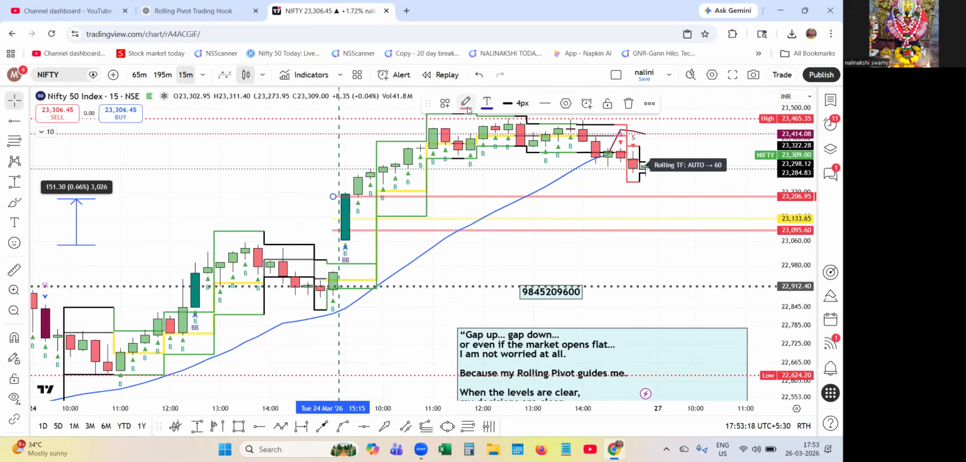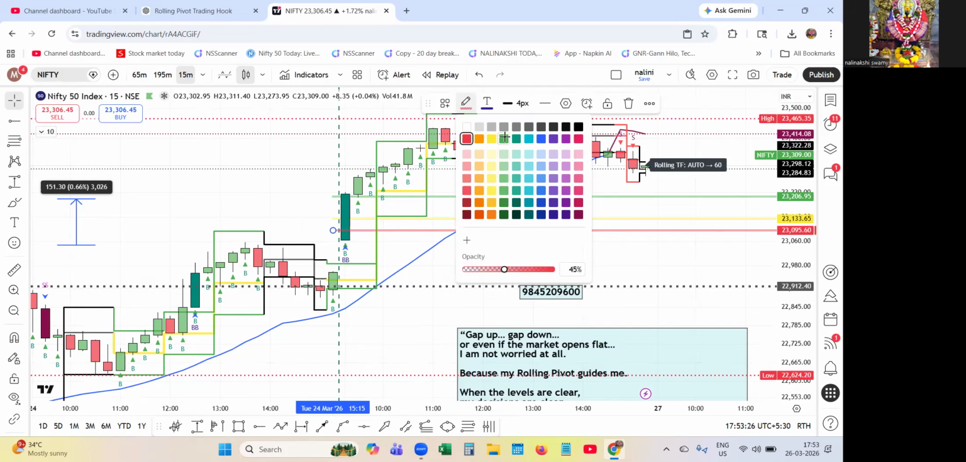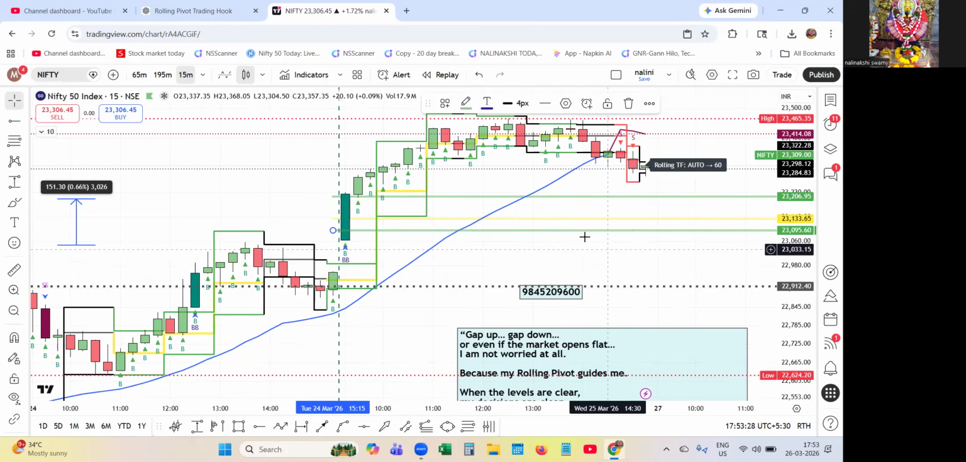Let me mark it clean because it is positive. Let me change the color to green. Everything is green. You know the pivot, you know the R1. So you are comfortably taking the entry once it crosses the R1. Even if it comes inside and pops out, if it holds the pivot, you can take the position. So if you enter, this is your stop loss.